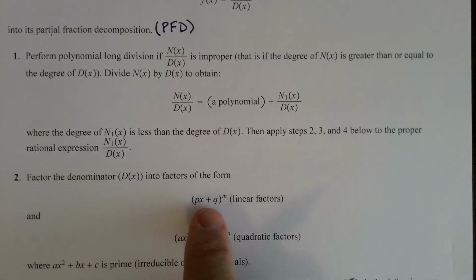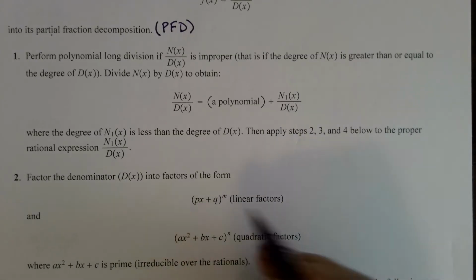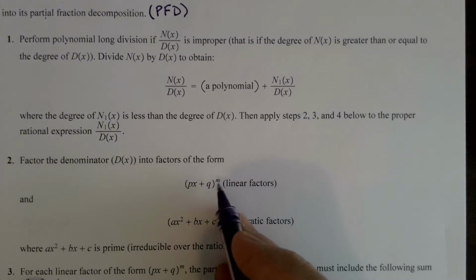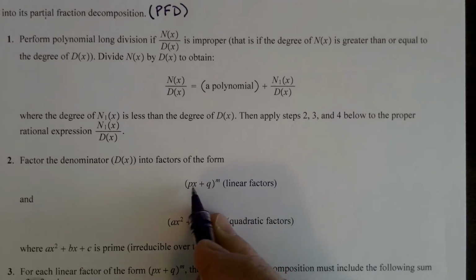The factors are either linear factors. So how do we know a linear factor? Here the p, q, and m are going to be real numbers. The m is an integer, a positive integer or zero, so a whole number, I guess we should say. But the linear factors, right, are px plus q. In other words, it is just x is the highest degree term, first degree terms.